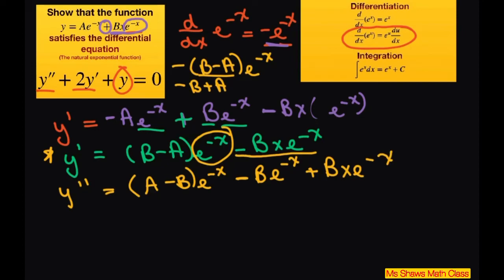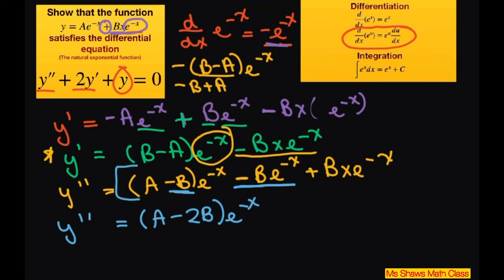All right, looking at what we have here, we have two of these. So I can rewrite this as y double prime equals a minus 2b e to the negative x. I just factored this out, and negative b minus b is negative 2b. And then we have our plus bx e to the negative x. Now we have our second derivative. So let's substitute everything in and see if we get 0.